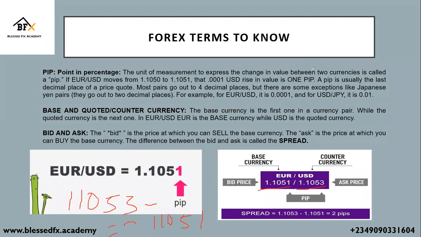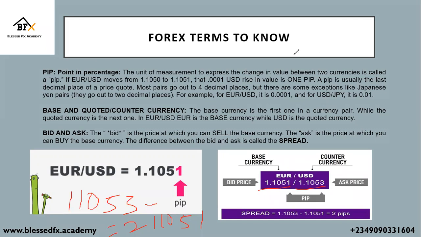11051, the answer is 2. If you do the subtraction, you can do that together with me. So the answer is 2, so that it has a spread of 2 pips. Okay, so that's how you understand what exactly is going on. So let's move further.